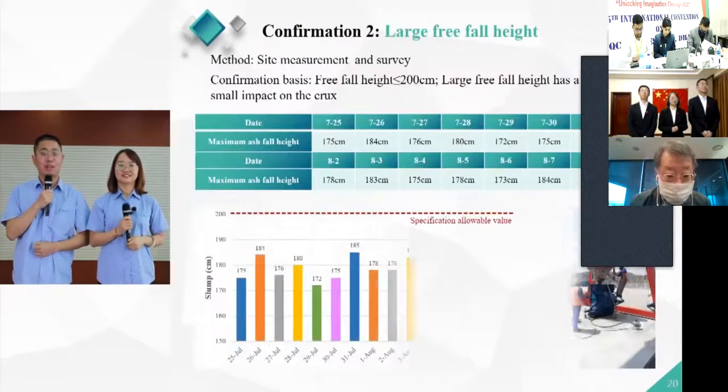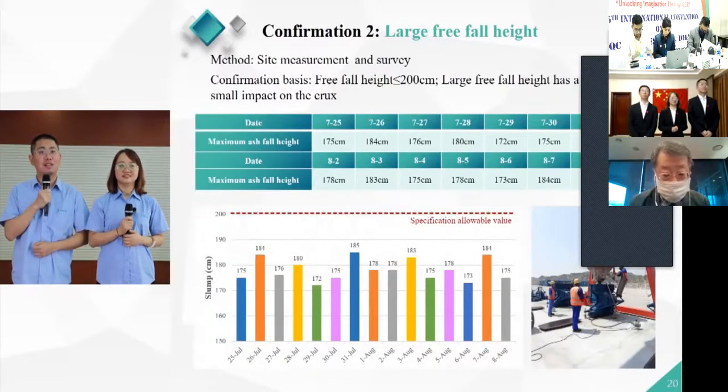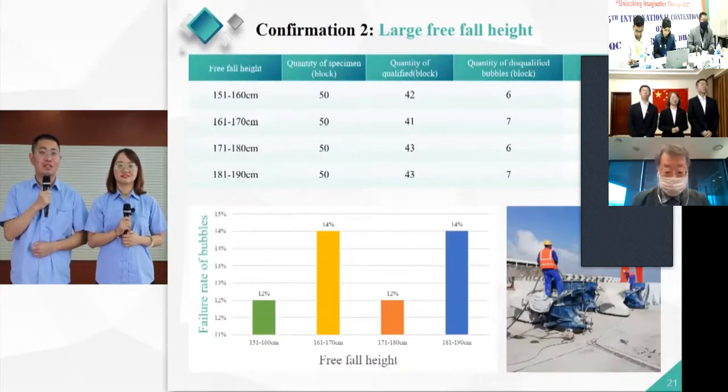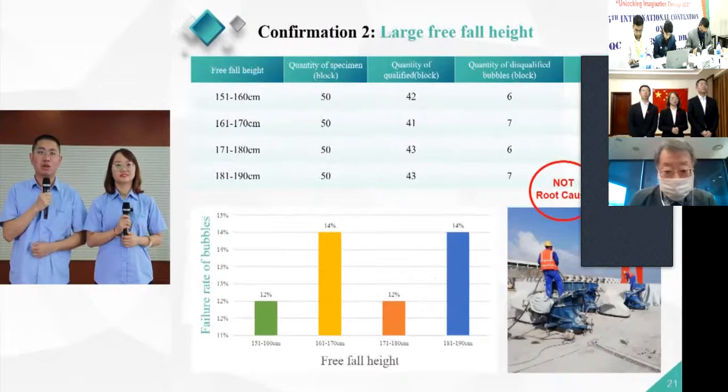Terminal factor 2, large freefall head. The team continuously tracked and measured the freefall heads and confirmed no excess of 200 centimeters, which meets the requirements of the code. We collected statistics of the surface bubbles on the coupled blocks under different freefall heads. It shows that the actual freefall head has little impact on the cracks. Therefore, this is not the root cause.